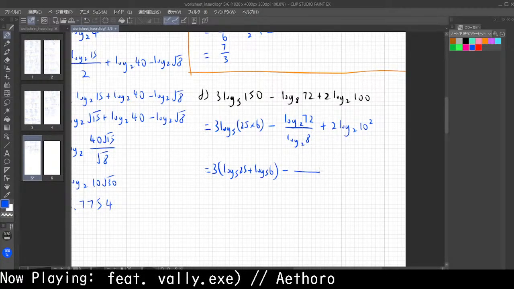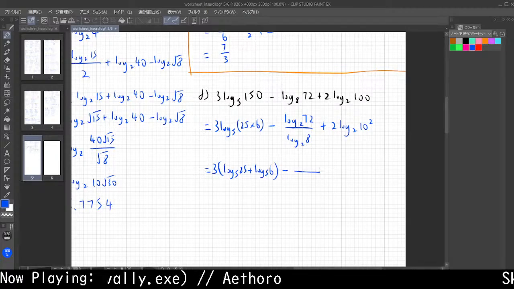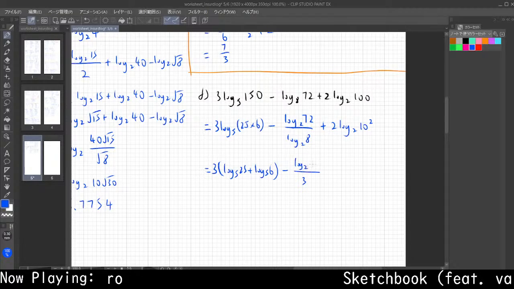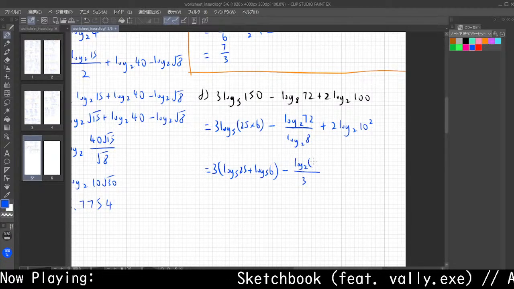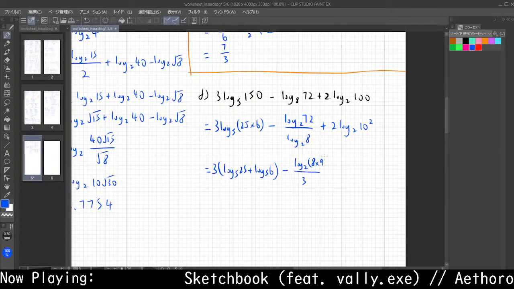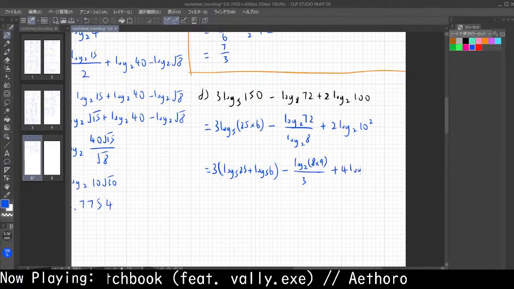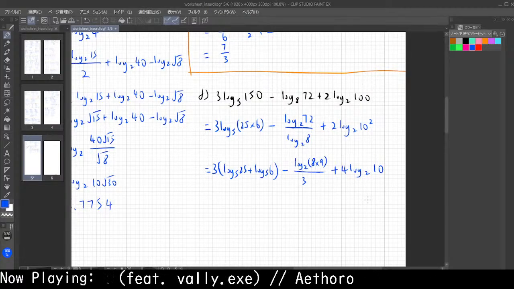Your log base 2 8, if you put this directly in your calculator, it just equals 3. And then log base 2 72. Your 72 can be split into 8 times 9. Then this is just 4 log base 2 10.